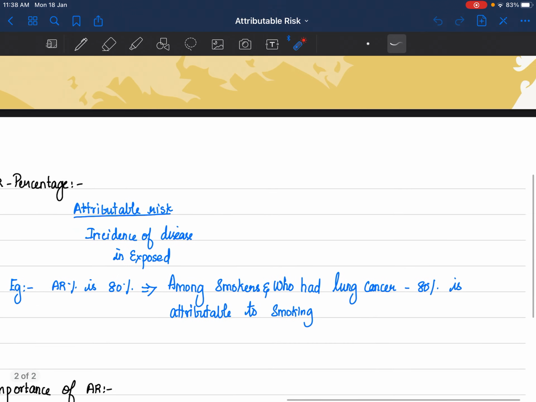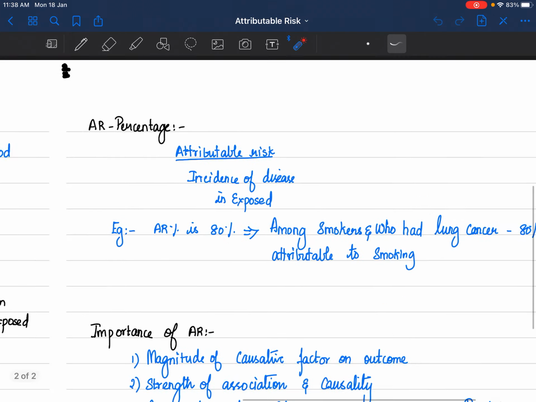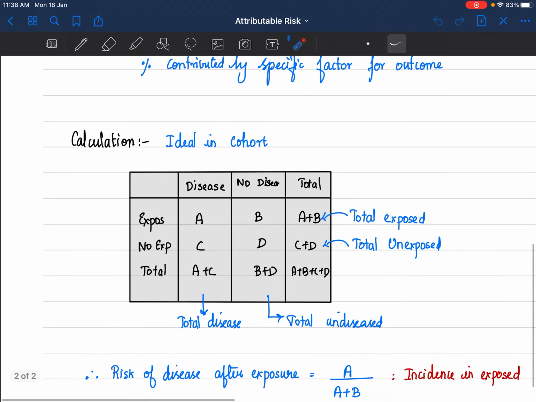So this is attributable risk. What is attributable risk percentage? Attributable risk percentage is where you try to say the causality. You say that these many people have developed the disease secondary to that exposure. So you calculate that by dividing the attributable risk by the incidence of the disease in exposed, or in other words, what will be the incidence of disease in exposed?